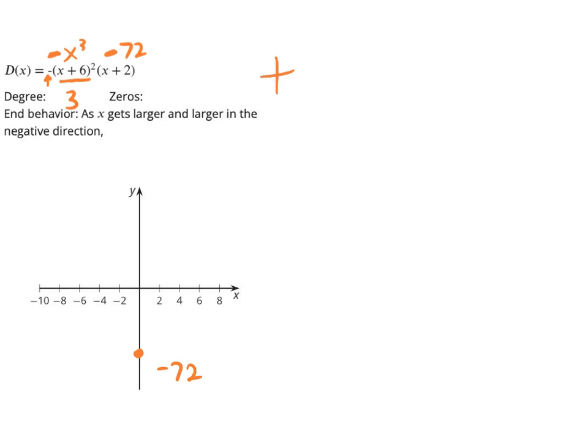Negative x odd starts high and goes low. So we're going to start high at negative 6, and at negative 2, we're going to double back. So we're going to start high, we're going to double back, and then go back down through 2 and keep going down. It's going to look something like this. This may not be exact, but it's just an estimation.